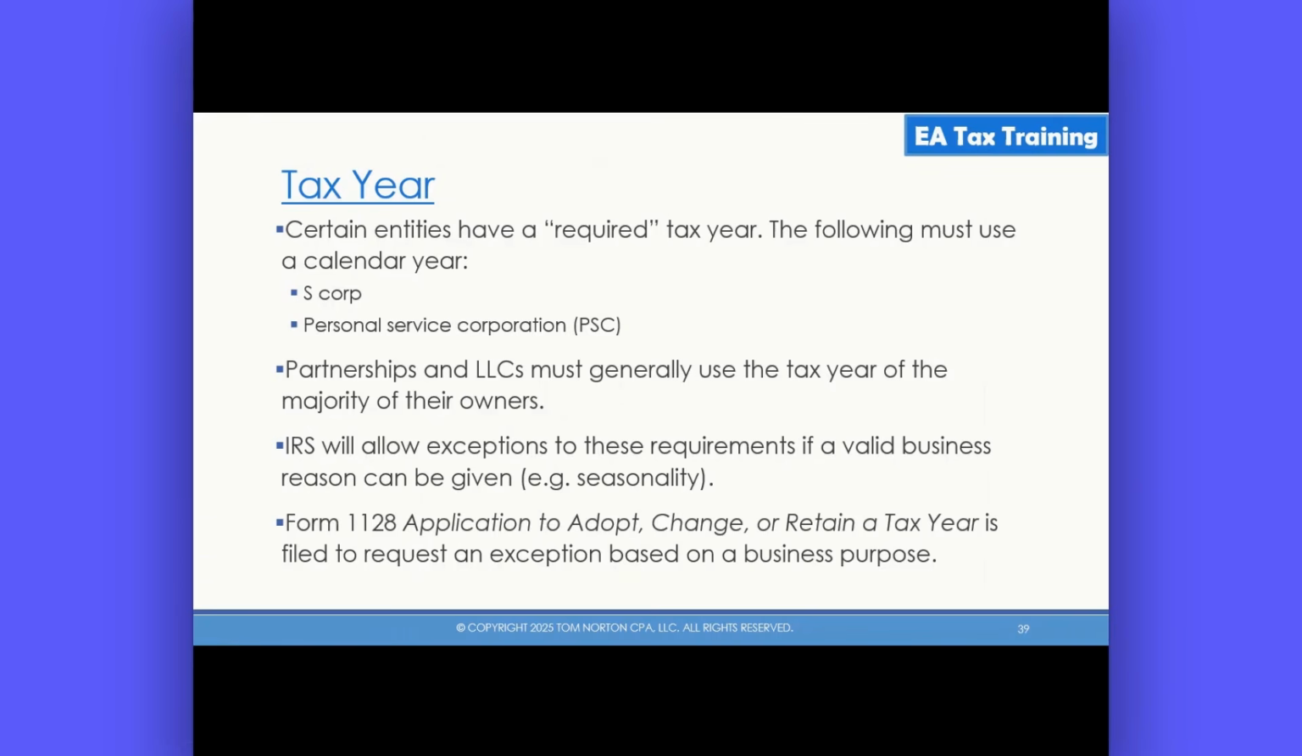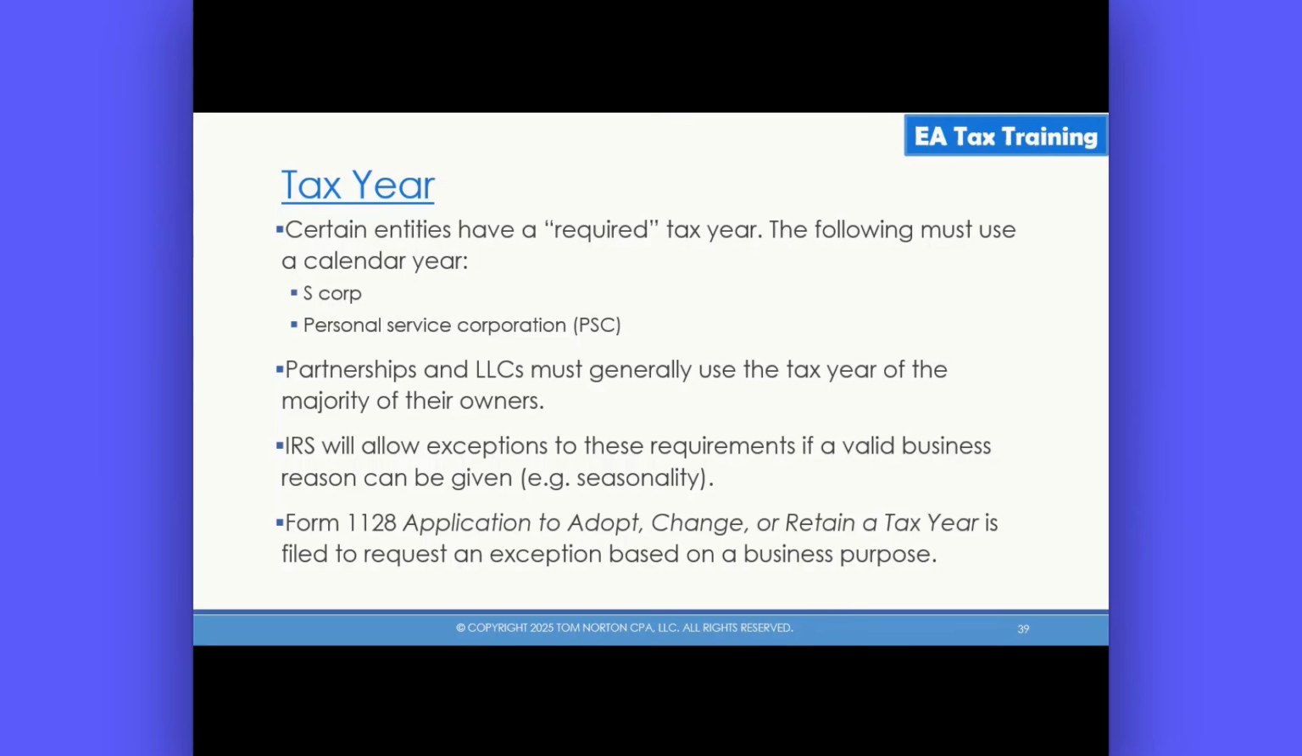Certain entities do have a required tax year, and often that is the calendar year. For example, an S corporation has to have a calendar year. A personal service corporation has to have a calendar year. Of course, if you have a Schedule C, a sole proprietorship, you are an individual, and individuals have a calendar year. So you're going to see in the small business world that a lot of the entities have to have a calendar year.